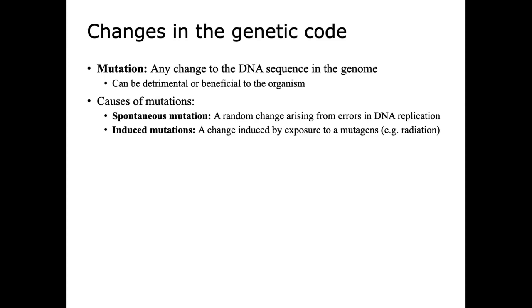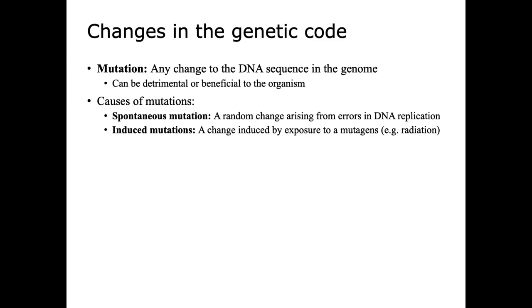Mutations can also be caused by exposure to mutagens. We call these the induced mutations. Mutagenic agents are things like UV radiation or X-rays, sometimes even chemicals like ethidium bromide. Ethidium bromide is a commonly used chemical in research that involves running gel electrophoresis. Anyway, a lot of mutagens can also cause cancer, and in those cases we call them carcinogens.